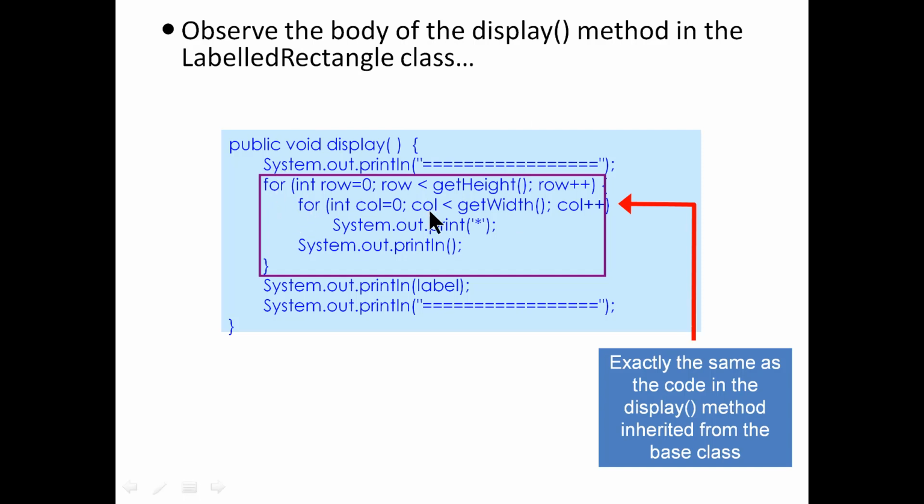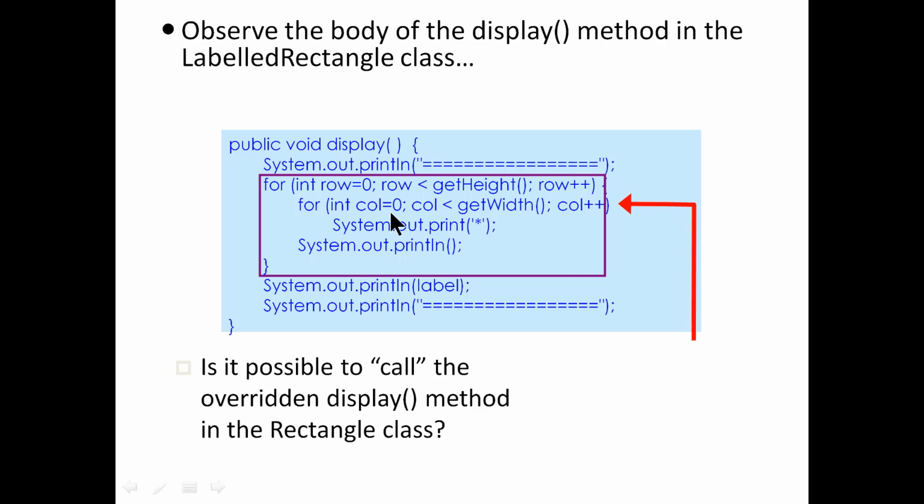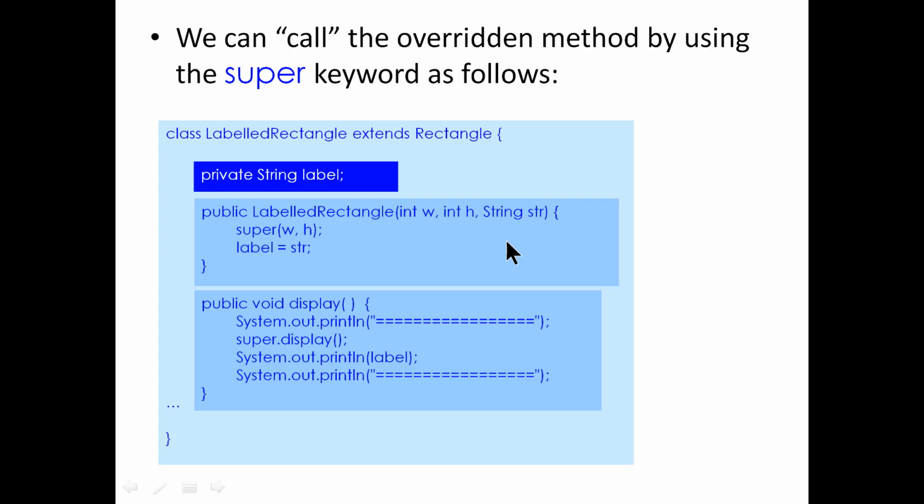we actually have the same code, but it's actually using the getWidth and the setWidth methods. So we basically replace this part by using super, that I'm going to show you. So this display method, we are actually overriding the method of the super class. So is it possible to call the overridden display method in the Rectangle class? That's the question, because this is the same code as my Rectangle super class. So what we can do is something like this. We can call the overridden method by using the super keyword again.